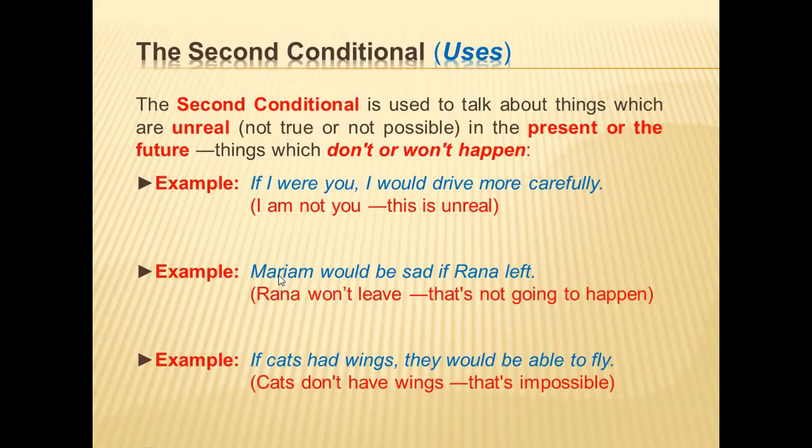One more example. If cats had wings, they would be able to fly. Cats don't have wings. That is impossible. Actually, from the past until now, cats have had no wings. They have only one tail and four legs, and this is the real thing.